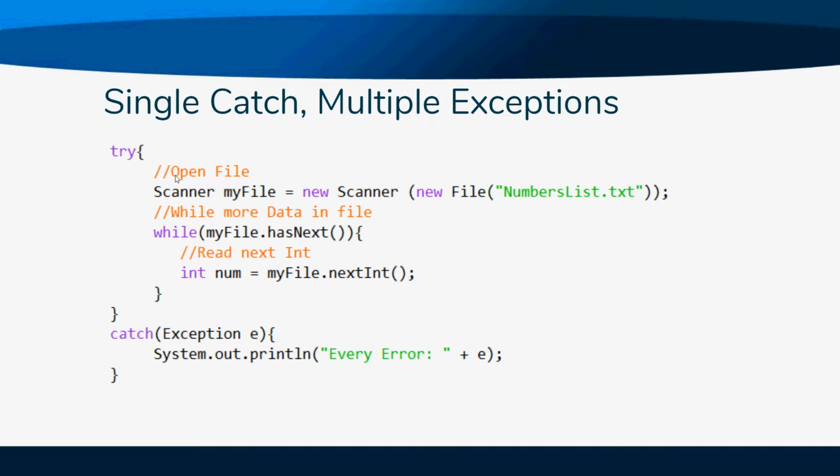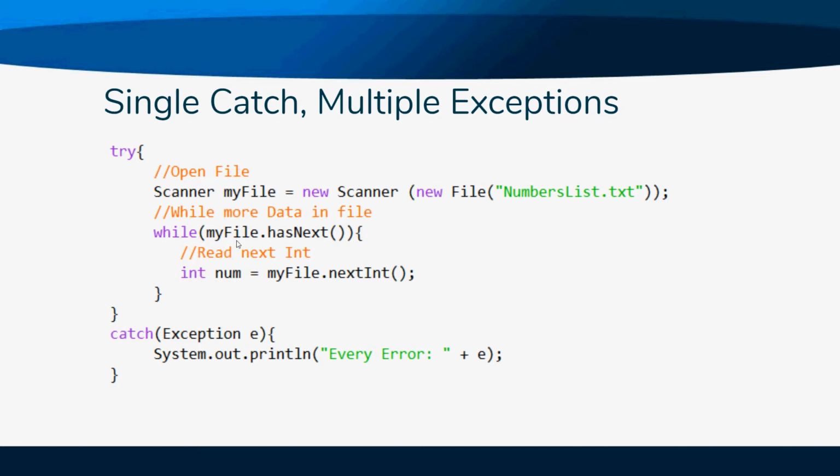Okay, remember when we did the scanner? The cool thing about the scanner is you can have multiple sources. You can have a scanner for the keyboard, or you can have a scanner for your file. So in this situation, I have a try catch, and my try is trying to open this file. So instead of having system.in, we say new file numbers.txt, and that opens this file.